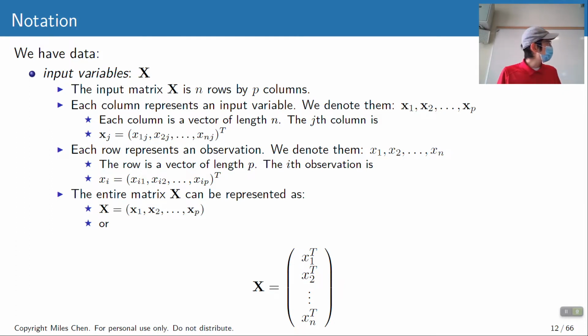So each column represents an input variable, and if we're talking about a column, we're going to use a bold lowercase x: x1, x2, x3, etc., up to xp for the pth column, and each of those vectors x is length n if we have n observations. So if you have 100 observations and 6 input variables, you're going to have 6 of these x vectors, each of them of length 100. Okay.